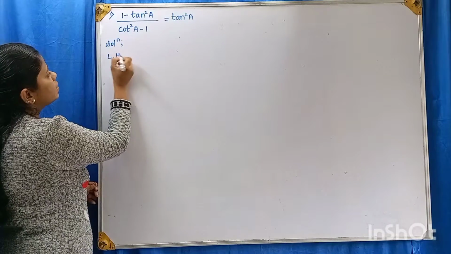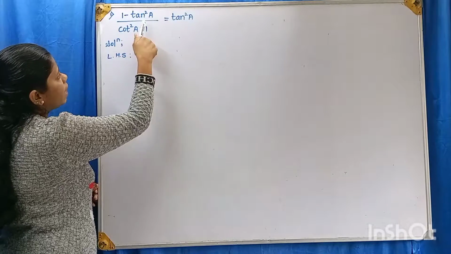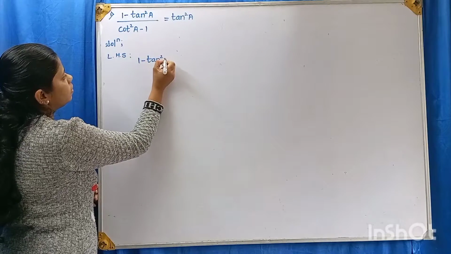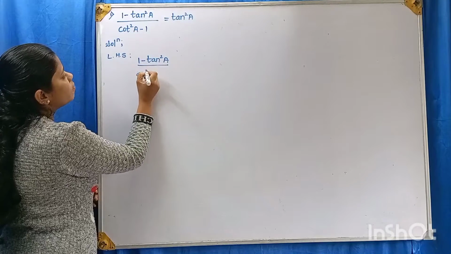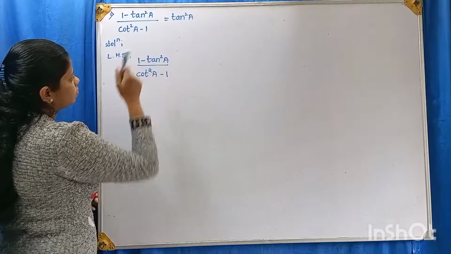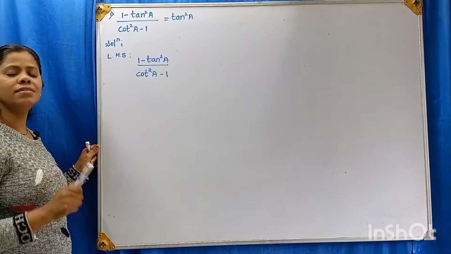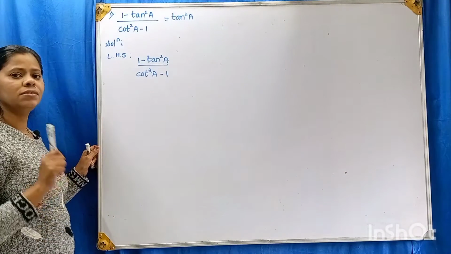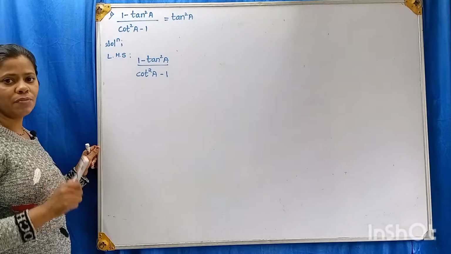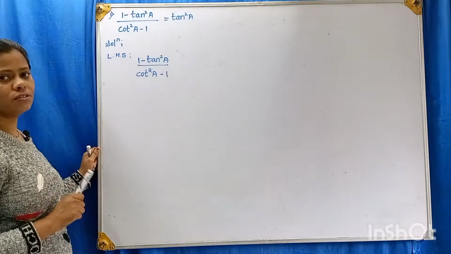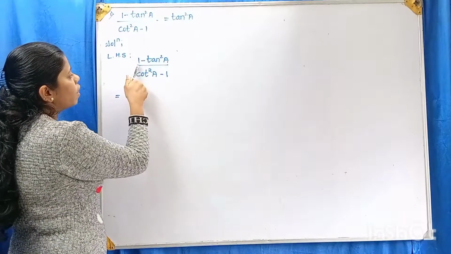We know that the LHS is (1 - tan²A) divided by (cot²A - 1). Tan A, we can write it as sin A by cos A, right? In the same way, tan²A can be written as sin²A divided by cos²A. Therefore, 1 minus tan²A, I will write it as 1 minus sin²A divided by cos²A, whole divided by cot²A.